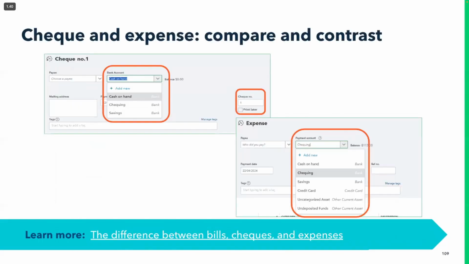Head back here. So there's the compare and contrast. When we're issuing a check, only account types that have bank are available to us, but when we are issuing an expense, we have a multitude of account types available to us.